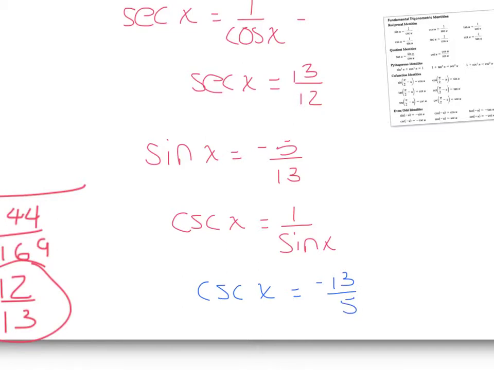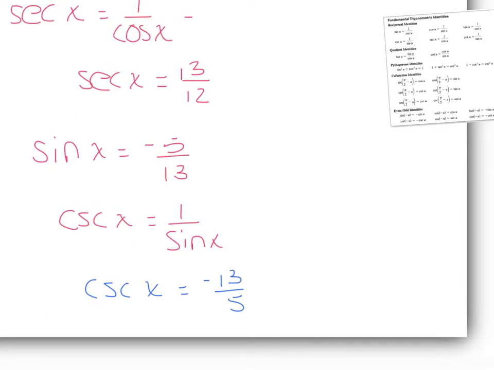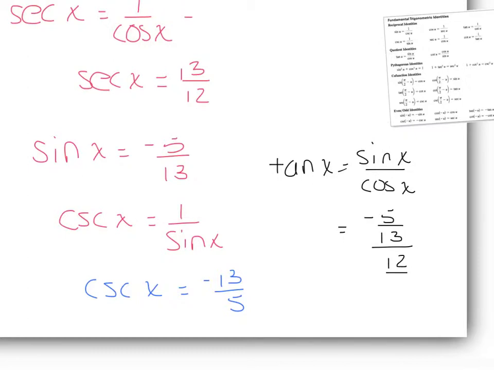And now I want the quotient identities for tangent. Tangent is equal to sine over cosine. Therefore, I'm going to take sine, put it over cosine, which what do we get for cosine, guys? 12 over 13. And my 13s are going to reduce, and my answer here is negative 5 over 12.